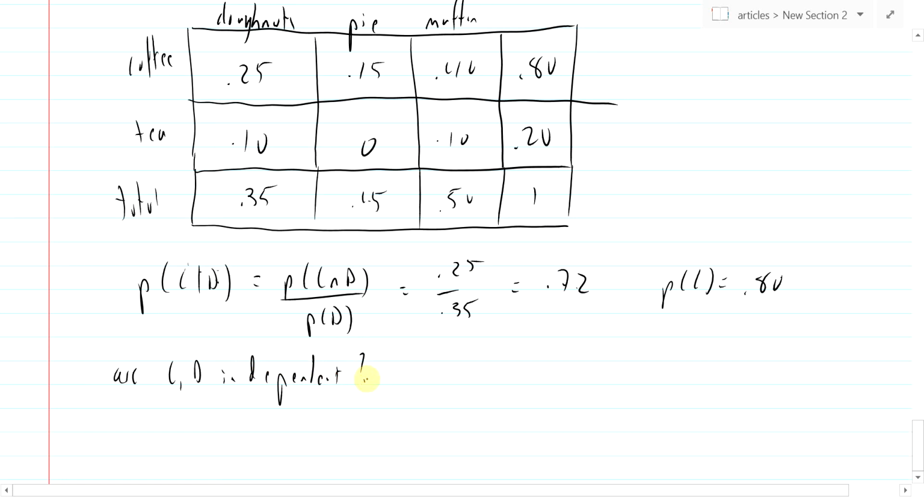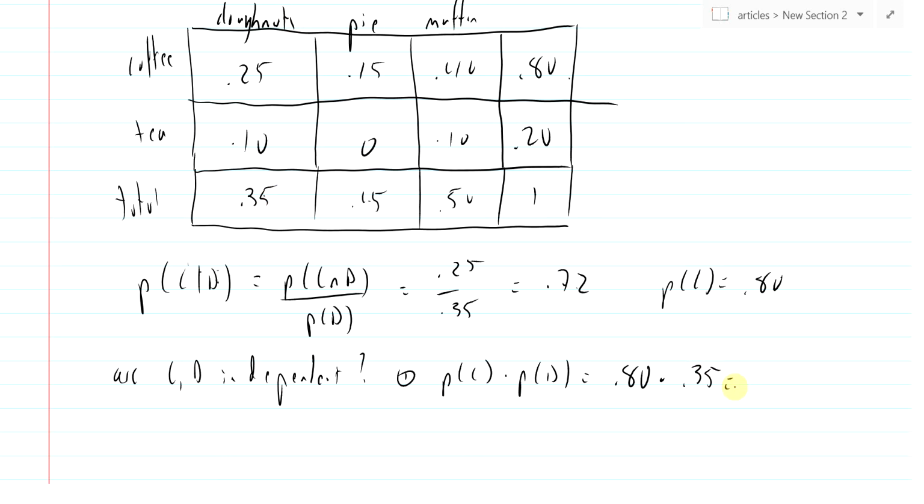Well, let's check. What's our thing? Well, we calculate the probability of coffee times the probability of donut. The probability of coffee is 80% times the probability of donuts, which is 0.35. And 0.8 times 0.35 is 0.28. So 0.28.